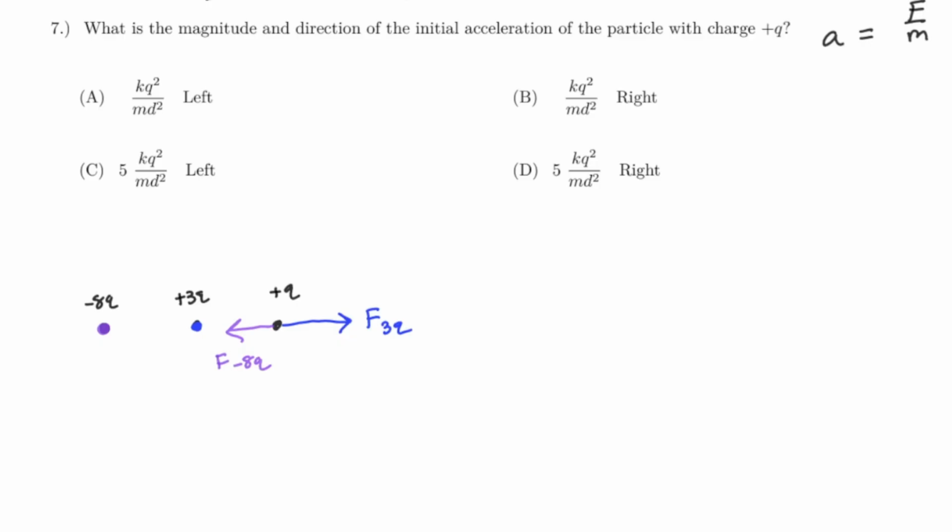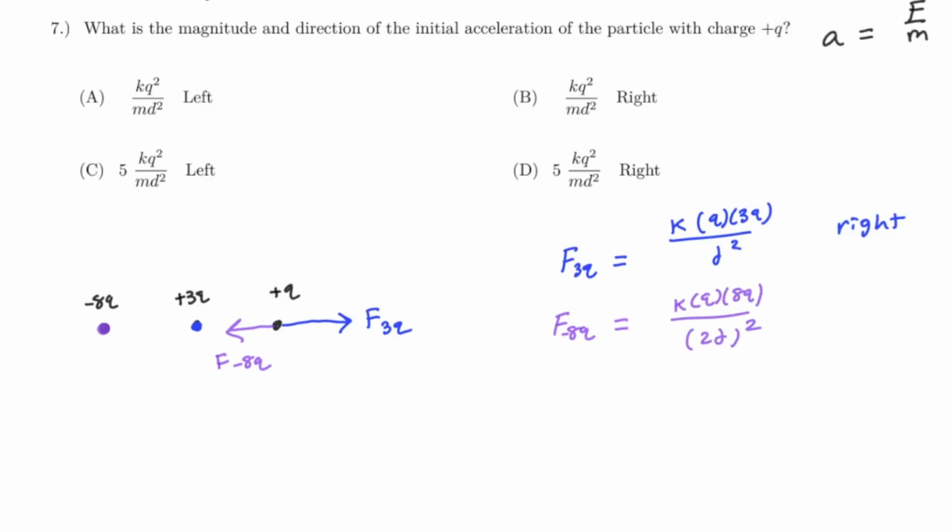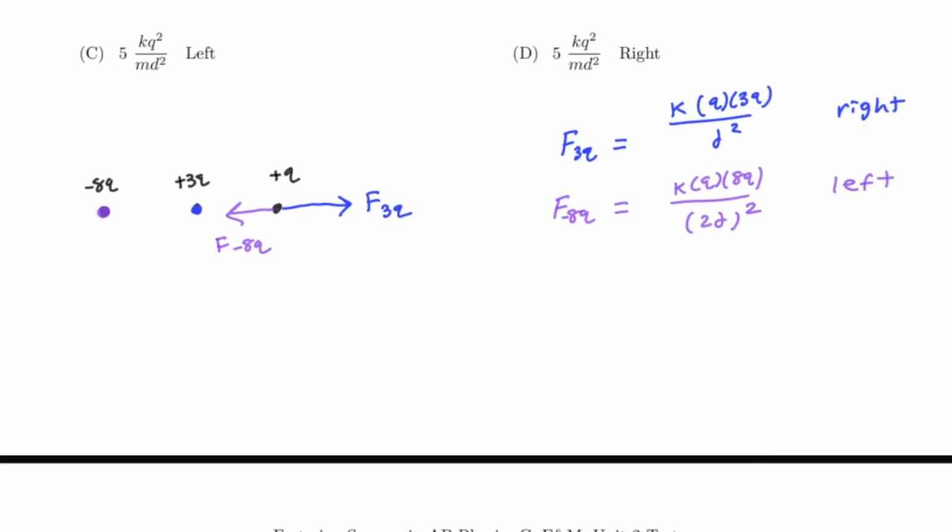If we work those out, the force from the 3q is going to be k times q times 3q divided by just 1d squared, and that acts to the right. And then my force from the -8q is going to be k q over 2d quantity squared, and that's going to act to the left. So again, don't put signs in for force. Just use unit vectors or actually write out the directions like I did.